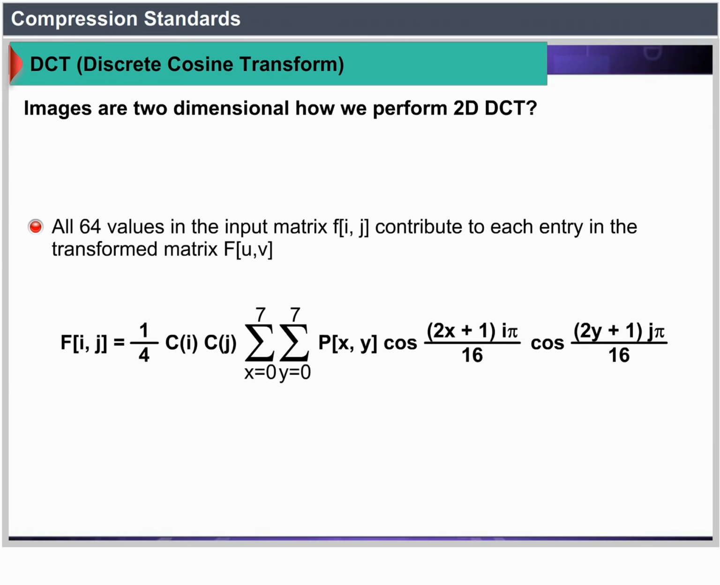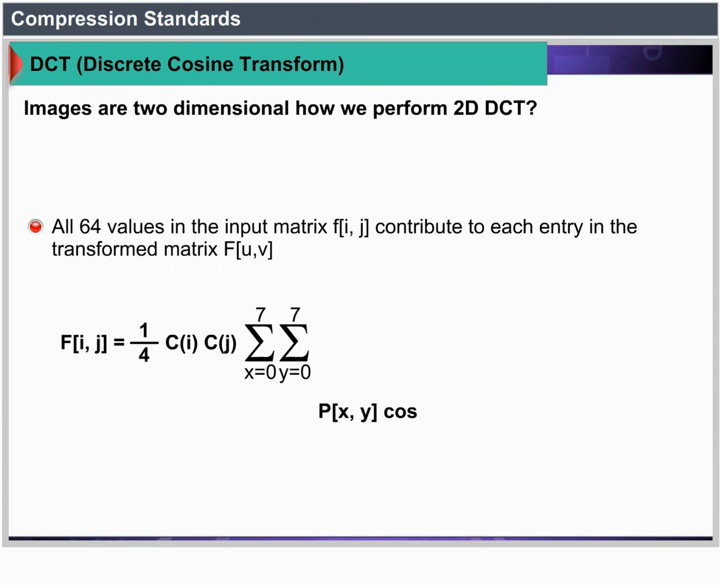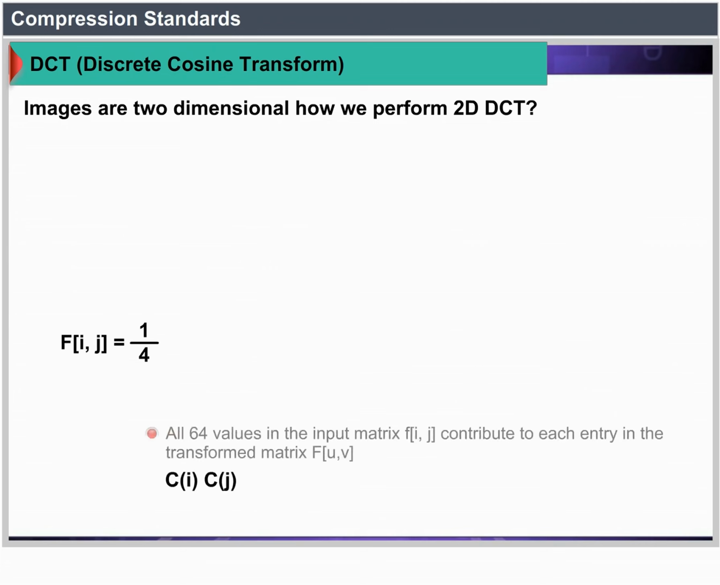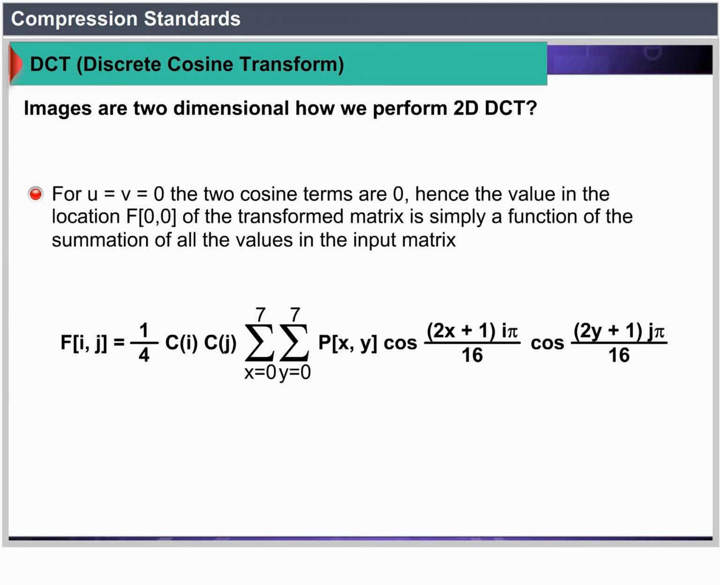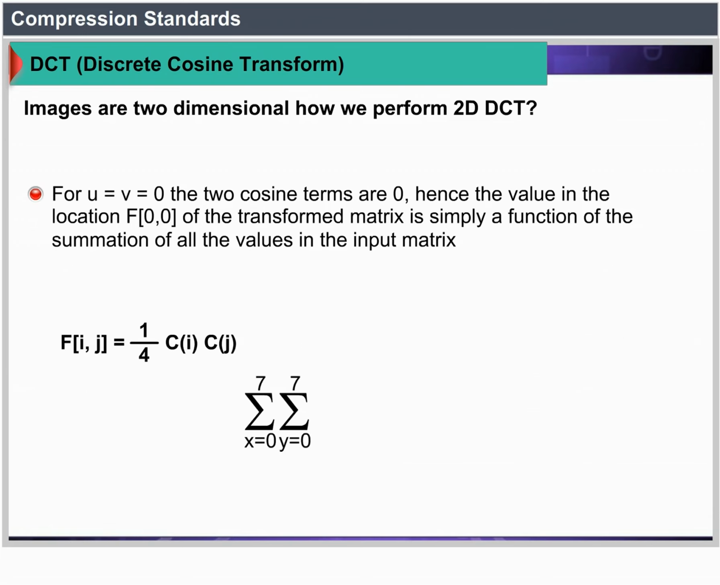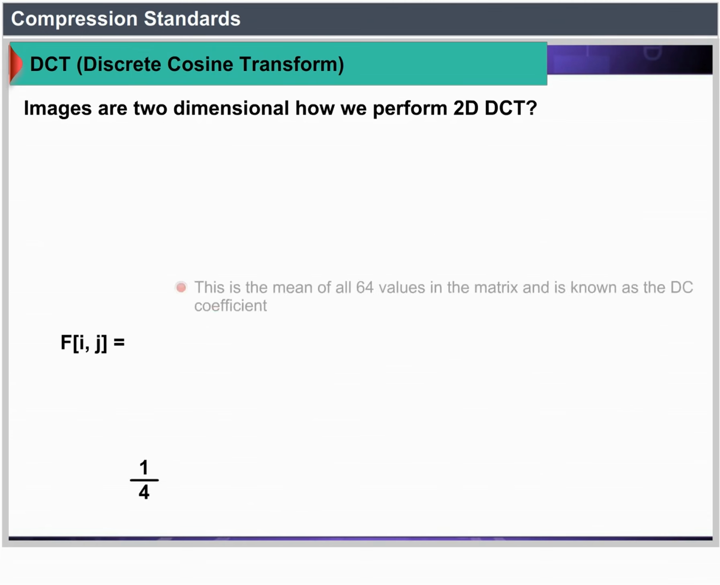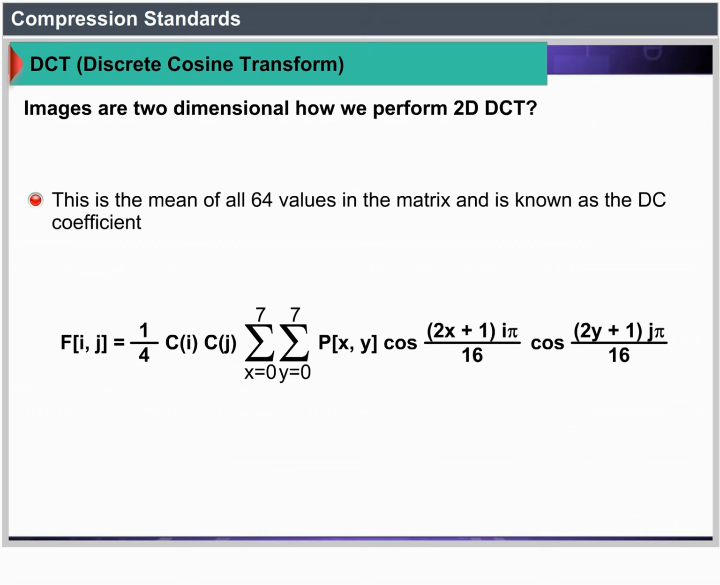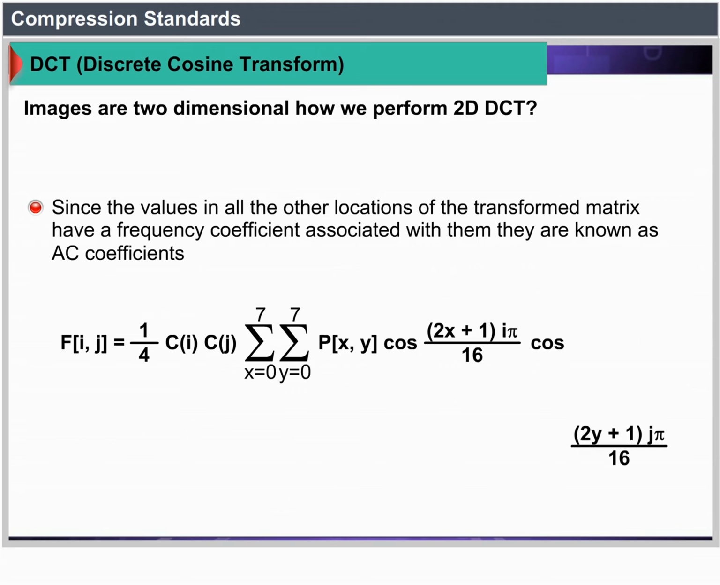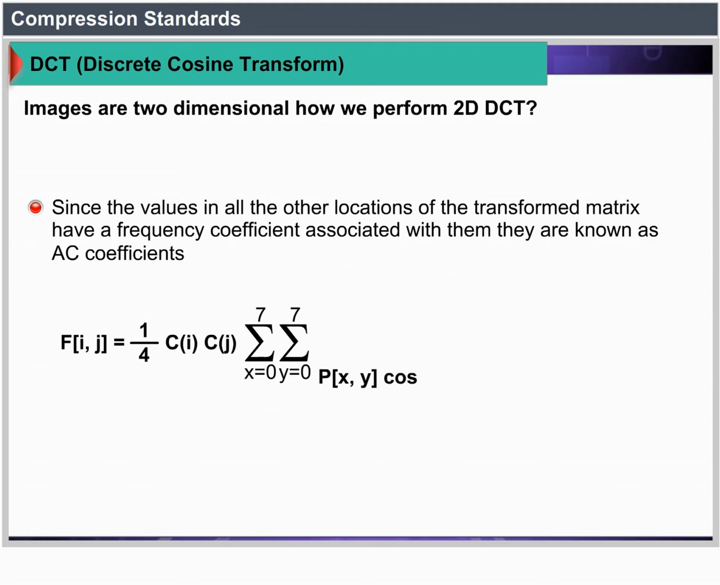All 64 values in the input matrix f of i, j contribute to each entry in the transformed matrix F of u, v. For u equals v equals 0, the two cosine terms are 0, and hence the value in the location F of 0, 0 of the transformed matrix is simply a function of the summation of all the values in the input matrix. This is the mean of all 64 values in the matrix and is known as the DC coefficient. Since the values in all the other locations of the transformed matrix have a frequency coefficient associated with them, they are known as the AC coefficients.